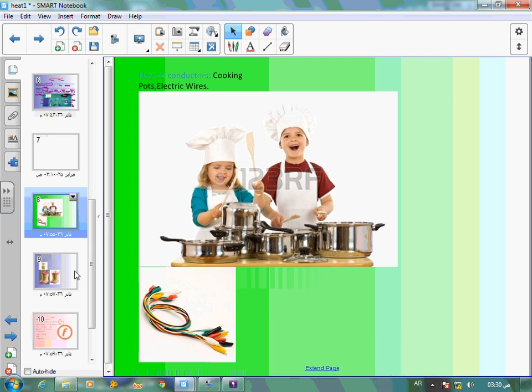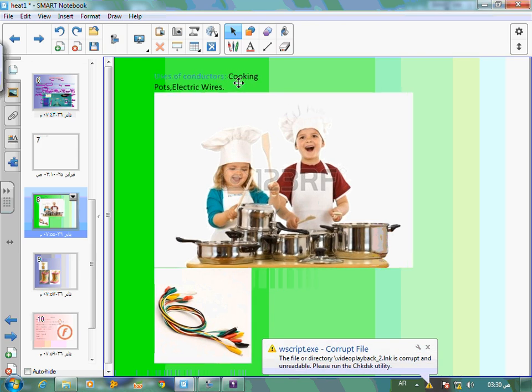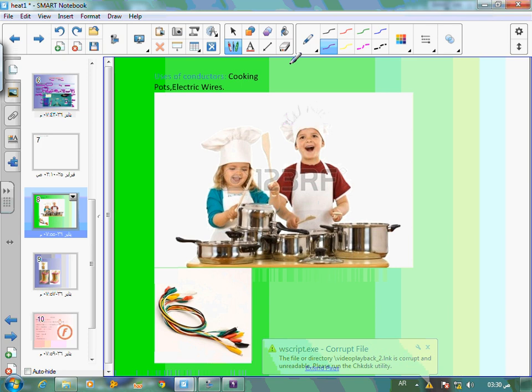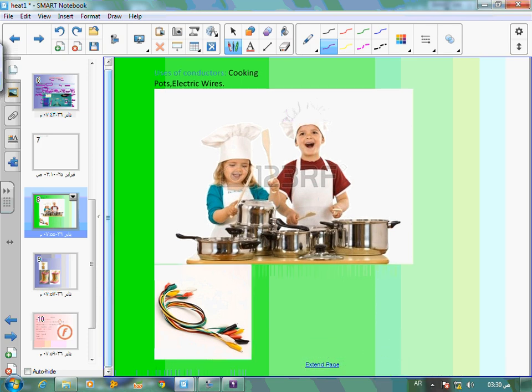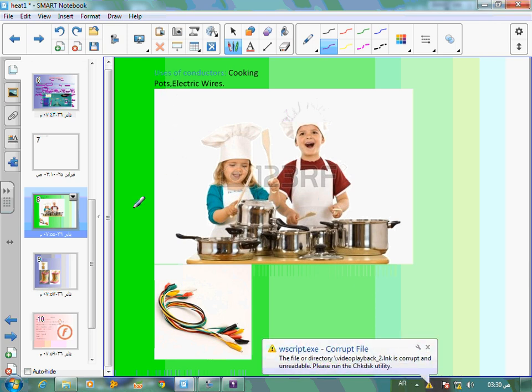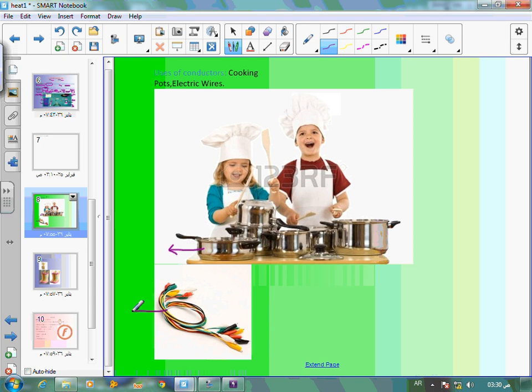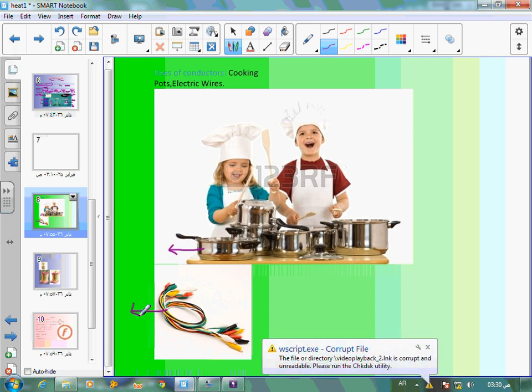Another example of conductors is how we use them in cooking pots and electric wires. The uses of conductors are cooking pots and electric wires. The cooking pot is made of steel, which is good at conducting heat. And the electric wire is made of iron or copper, so it is a good conductor of electricity.